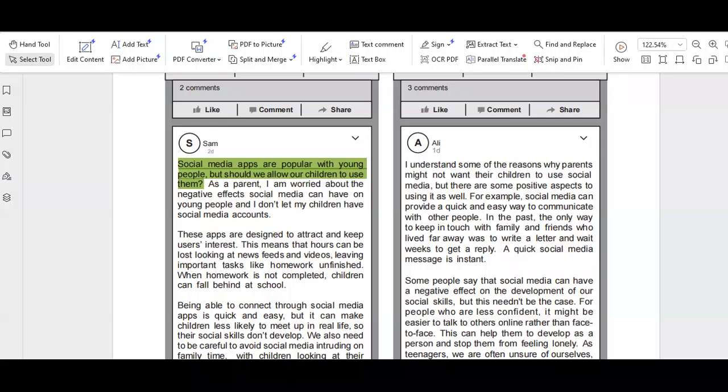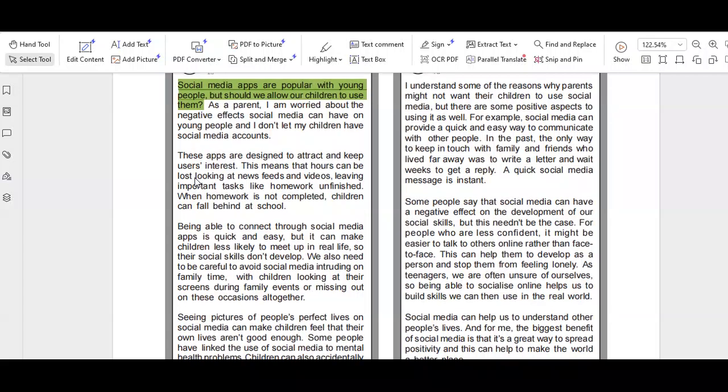Plus, another effective technique that Sam has applied here is to answer the same rhetorical question. As a parent, I am worried. That means that Sam is not at all in favor that children should use social media. So here the stance of Sam has been made clear, that children should not use social media. Then from the main body paragraph, we can see very clear ideas that have been mentioned. For example, designed to attract and keep users' interest.